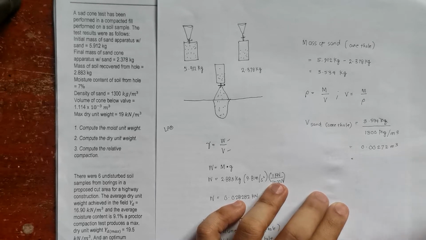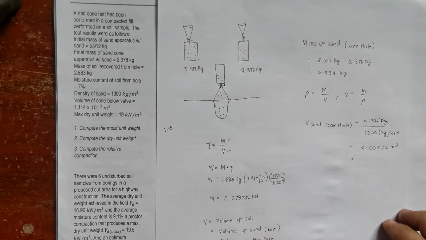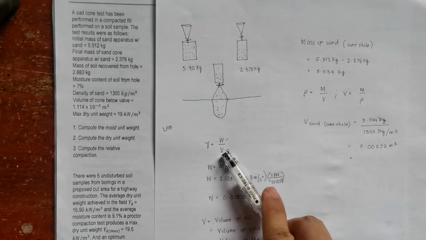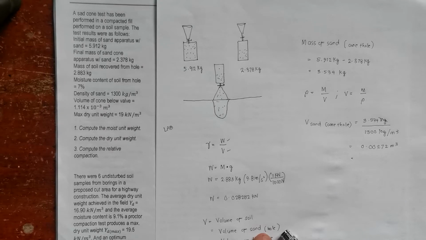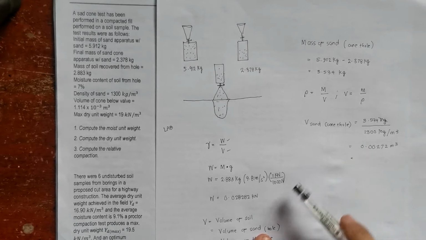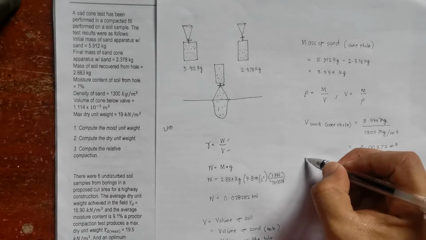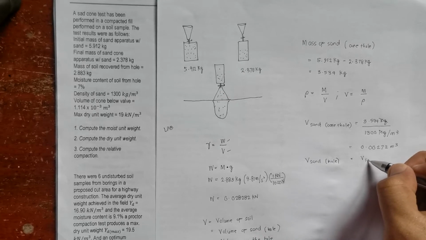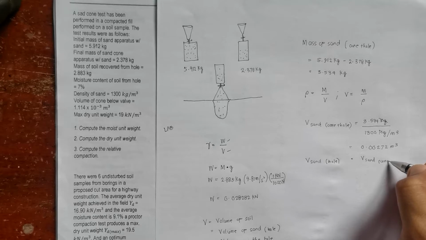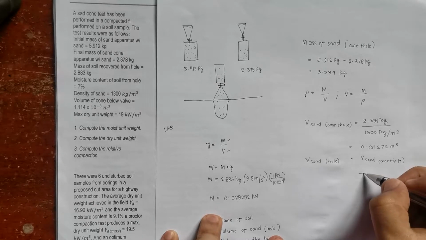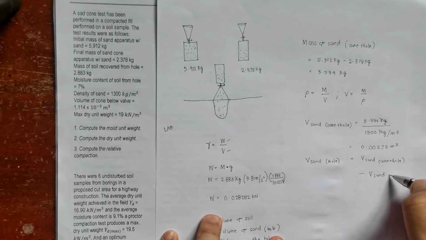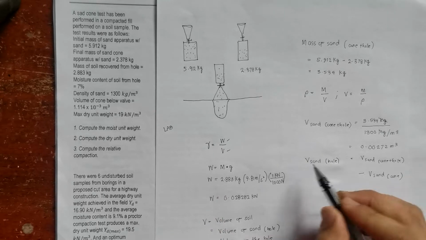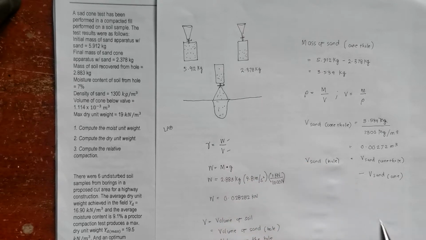And that will be equivalent to 0.00272 cubic meter. But then, what we need to get the moist unit weight is V, which is the volume of sand in the hole. We already have the volume of sand in the cone and hole. To get this parameter, the volume of sand in the hole only is the volume of sand in the cone and hole minus the volume of sand in the cone. So, the cone will cancel, and only the hole is left. And that is also the total volume of the excavated soil.